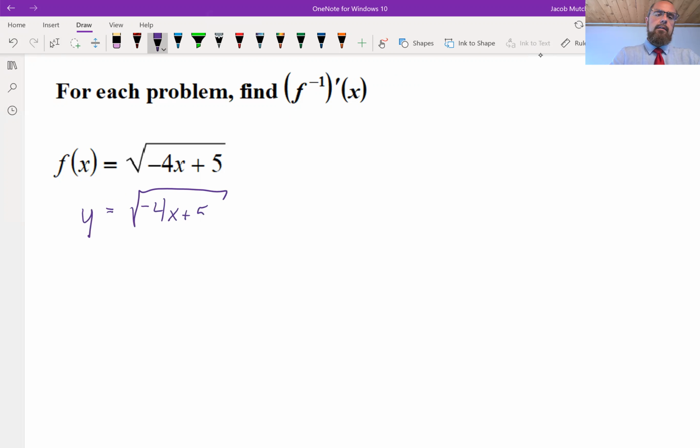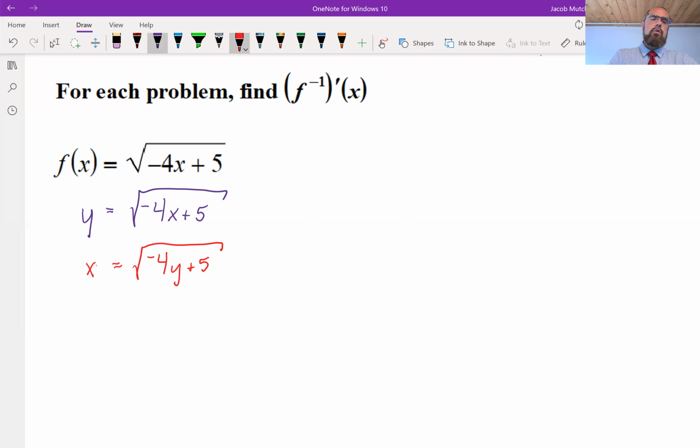equals the square root of negative 4x plus 5. And then to make the inverse, just as we did with the linear example, here with the square root, we do the same, switch y with x, and then also switch x with y. And the relation we've got there in red, x equals square root of negative 4y plus 5, is in fact the inverse. To make it graphable and to apply our derivative rules, I'm just going to solve for y.